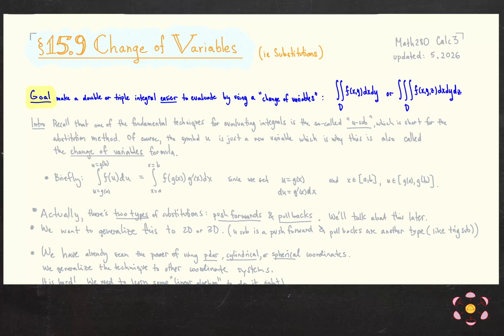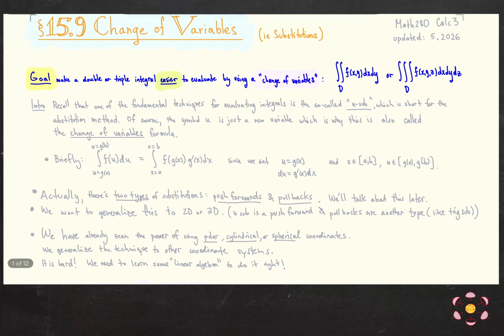What's the goal here? Well, we're gonna start off with the double or triple integral, and we'd like to make it easier to evaluate using the technique that we call change of variables. Okay, so when was the first time you saw a technique like this? Well, the first time you saw it was when you were learning integration, and we called that technique U substitution, because the idea was we introduce a new symbol U to replace, so in this case, we would have like an inside function g of x, and then we would write symbolically du is g prime of x dx.